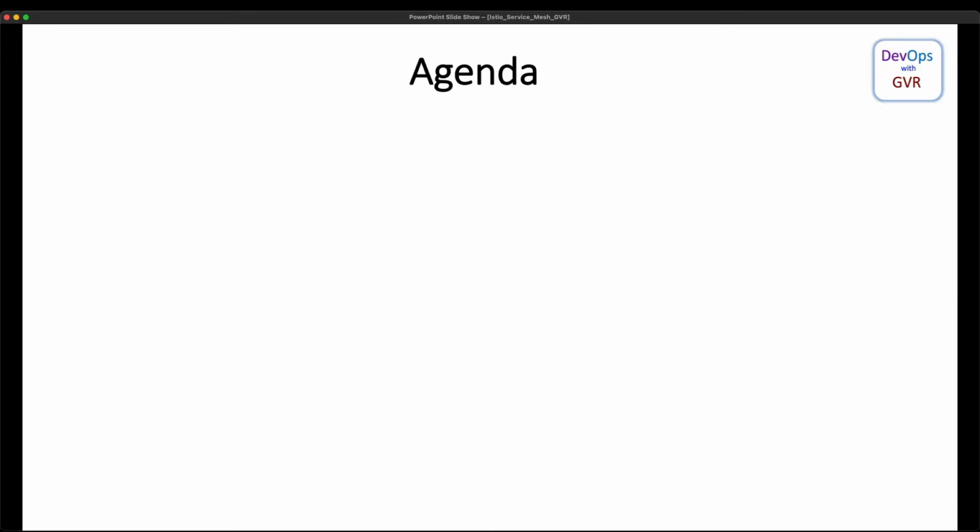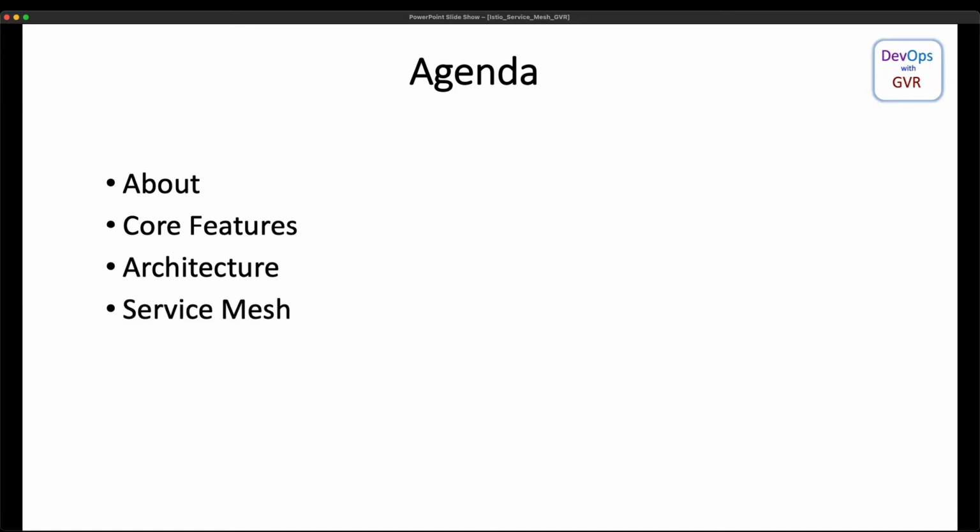Okay. Today's agenda is we'll see what is Istio ServiceMesh. It's basically its definition. Second is its core features. Basically, Istio ServiceMesh, why it's required and what are the main features, and its architecture. So we'll see its main high-level components, and service mesh related each and every component details, and we'll have a short demo.